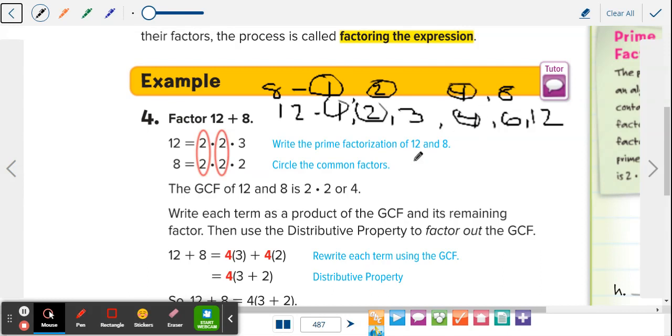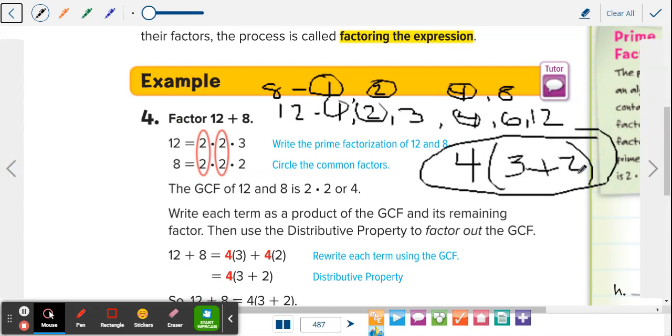So we're going to take a 4 out. 4 goes on the outside of the parentheses now. Then you divide, not multiply, since we're working the opposite way. So what's 12 divided by 4? 3. Plus, what's 8 divided by 4? 2. And there's your answer.